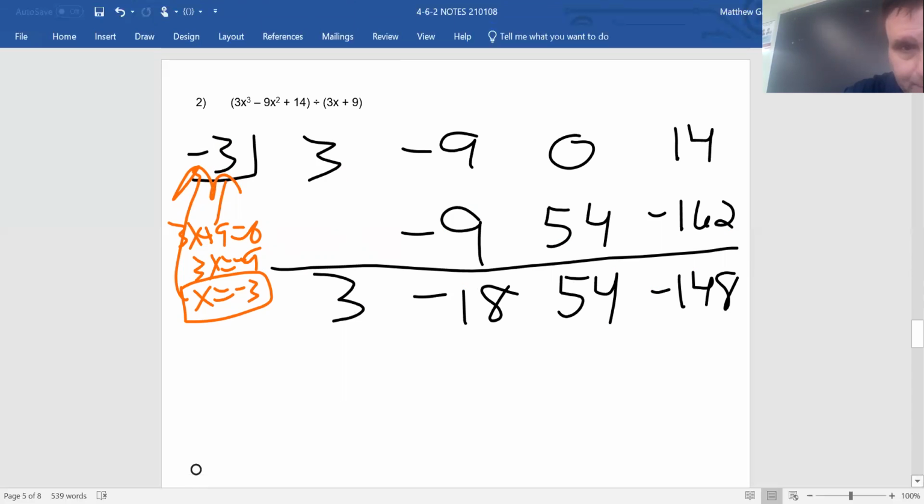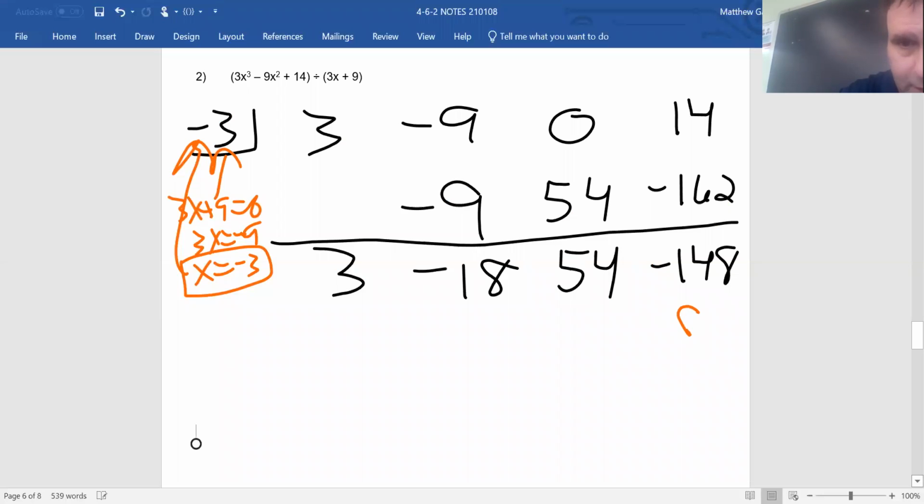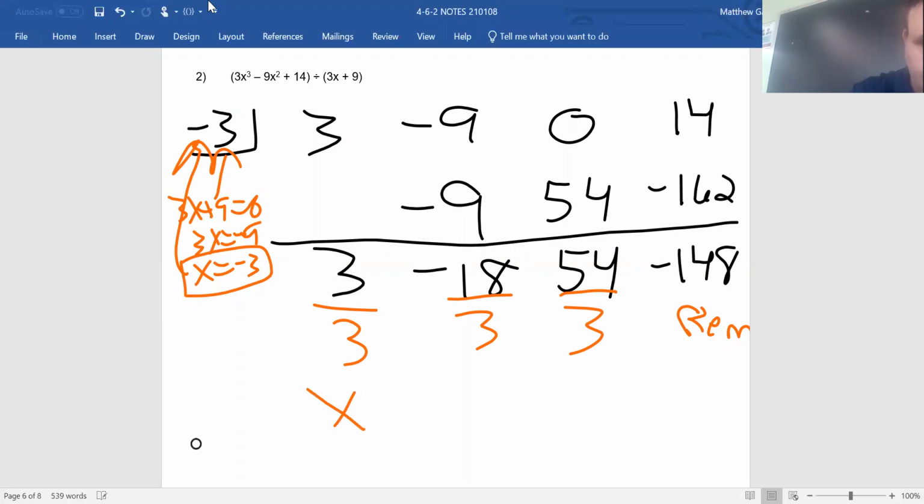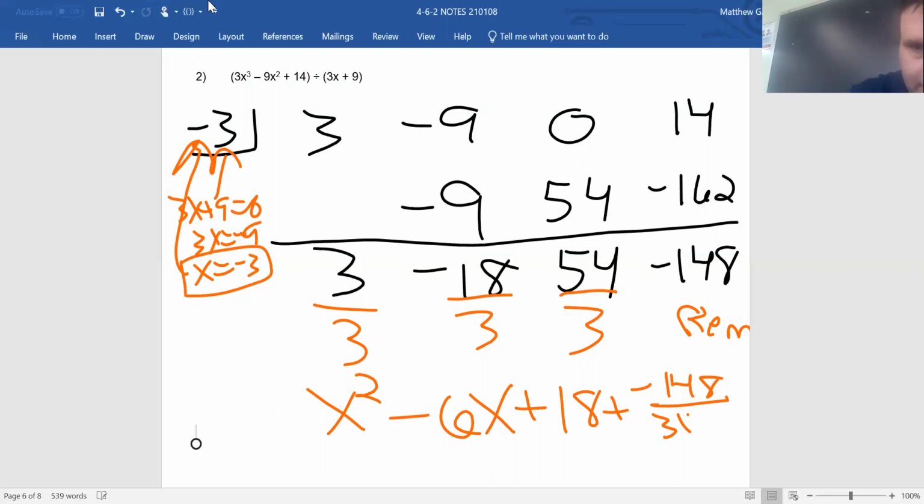So your remainder is -148. And then for your quadratic term, your linear term, and your constant, we have to divide by 3. And why is that? That is because of the 3x in the denominator. So it's 1x squared minus 6x. 54 divided by 3 is 18. Remainder is a -148 over 3x plus 9. Okay?